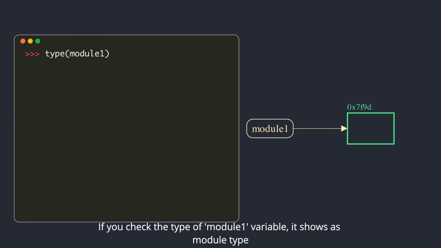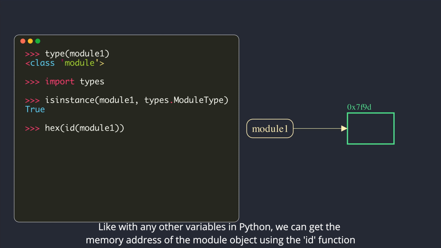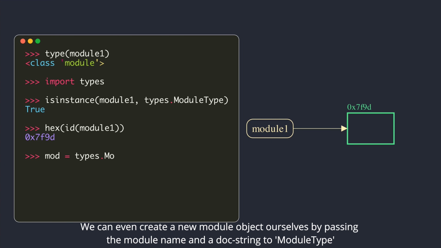If you check the type of the module1 variable, it shows as module type. Module objects are instances of the module type class defined in the types module. Like with any other variables in Python, we can get the memory address of the module object using the id function. We can even create a new module object ourselves by passing the module name and a docstring to module type.